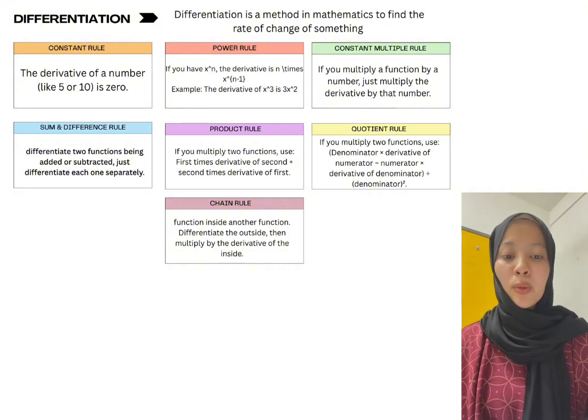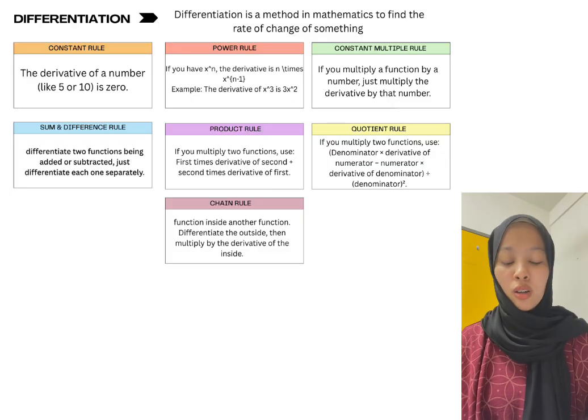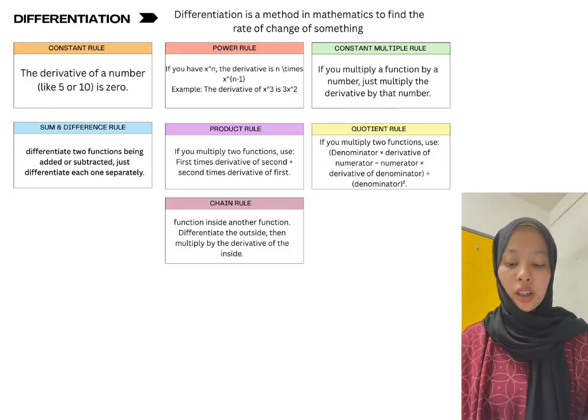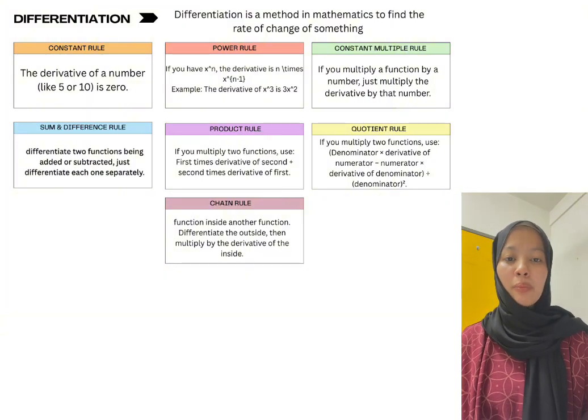The second one is the power rule. Look at the exponent of the variable and move the exponent in front of the variable as a coefficient. And the last step is to subtract 1 from the exponent. The third one is the constant multiple rule. If you multiply a function by a number, just multiply the derivative by that number.